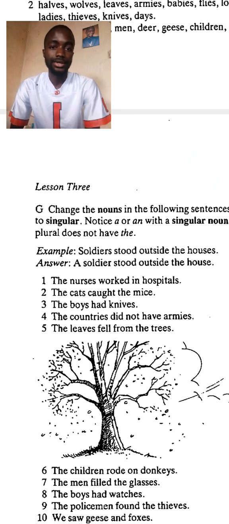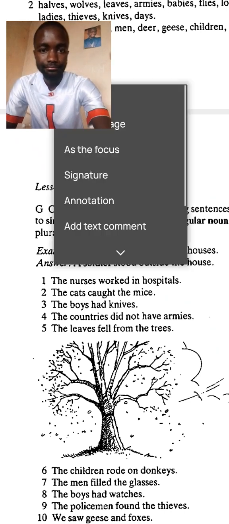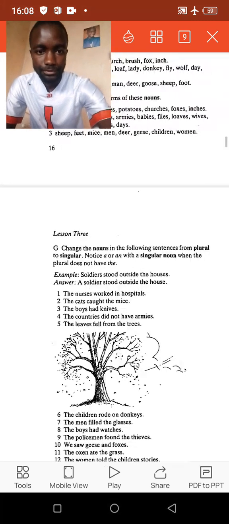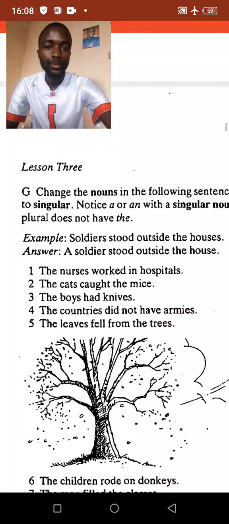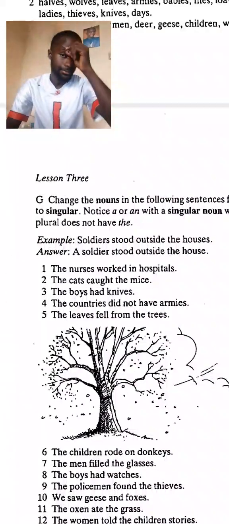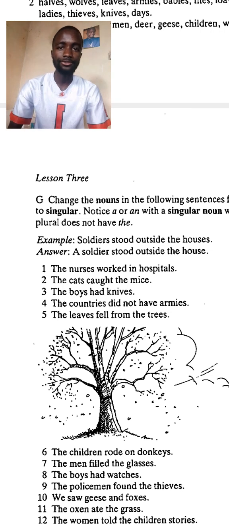So, example: Soldiers stood outside the houses. Okay, what do we do here? These are plural nouns. So we are required to change them into the singular. Where it says, soldier stood outside the house, a soldier stood outside the house. What did we do? We just removed the S, because this was the first and firmest rule that we've learned.